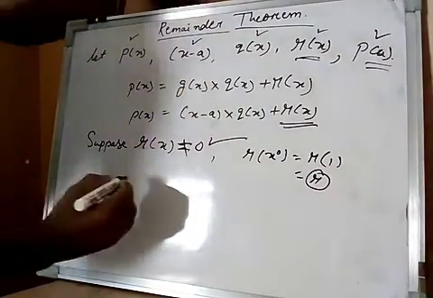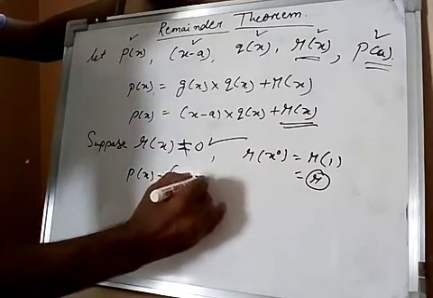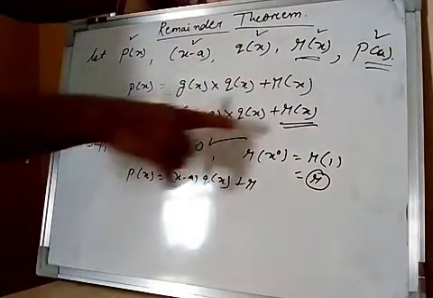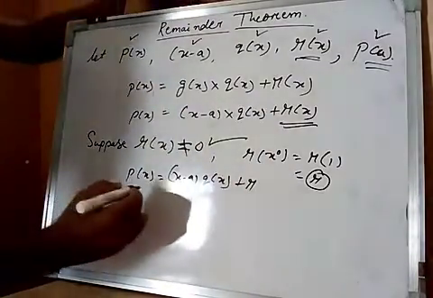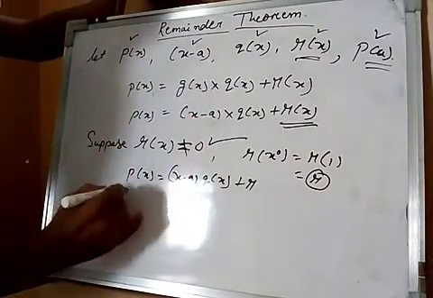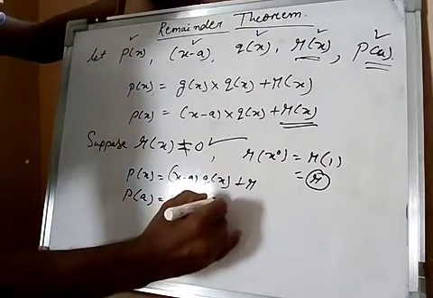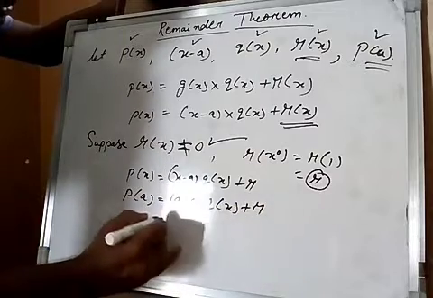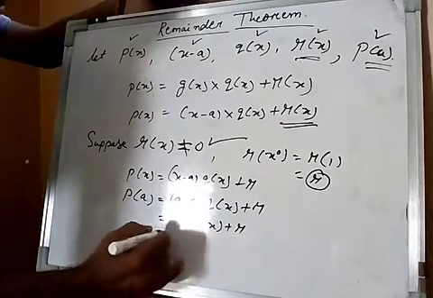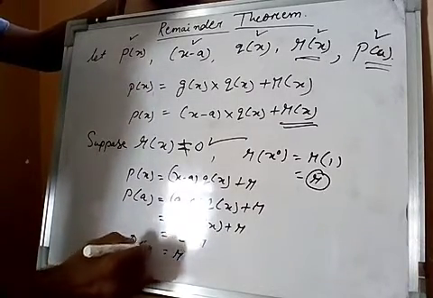So here we can say px is divided by x minus a, with the quotient qx, plus r only. This rx will become only r. Now here we will take the value of x minus a, x equals a, then p of a equals a minus a multiplied by qx plus r, then 0 times qx plus r, that is 0 plus r, equals only r. So p of a equals r.